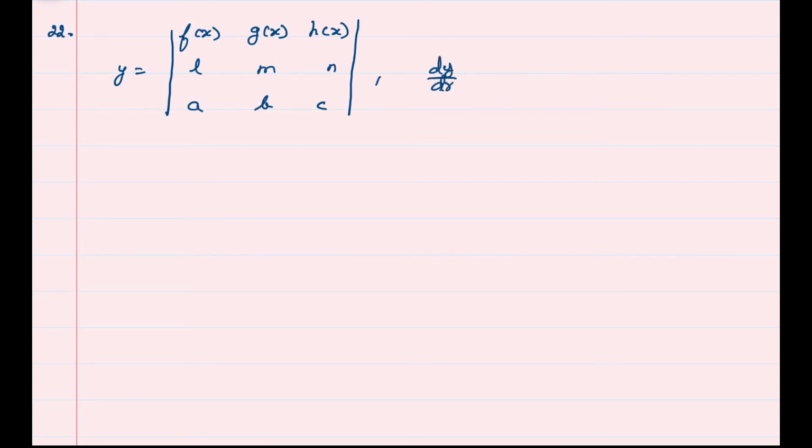Second question: if y is equal to a 3 by 3 determinant with rows f of x, g of x, h of x; L, M, N; A, B, C. Prove that dy by dx is equal to the determinant with rows f dashed of x, g dashed of x, h dashed of x; L, M, N; A, B, C.